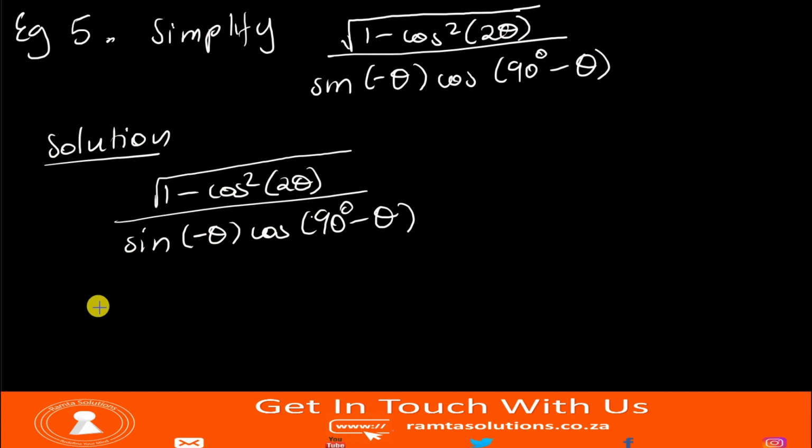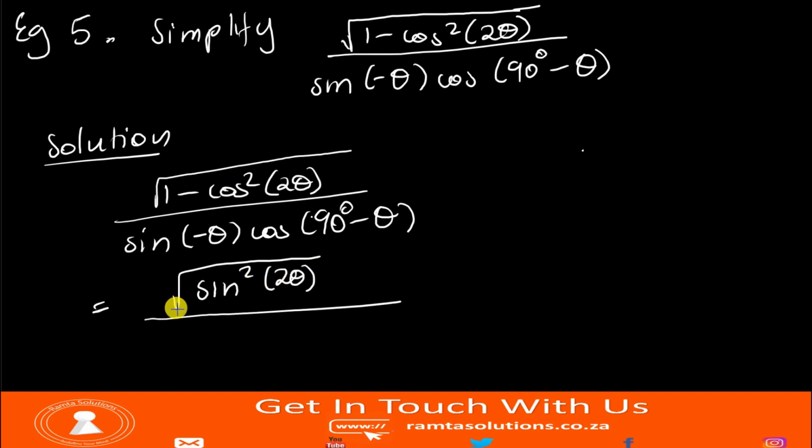Somehow we have seen 1 minus cos squared of something. We know sine squared plus cos squared is 1. So this is sine squared 2 theta, and the square root of sine squared 2 theta. Now this is a negative angle of sine, so it will be negative sine theta. And then cos of 90 degrees minus theta: in the 90 minus quadrant, which is the first quadrant, it is positive, but because this is cosine, it has to change to sine.